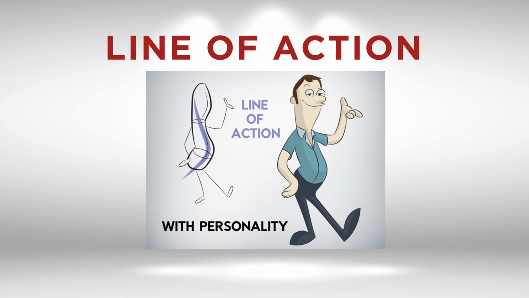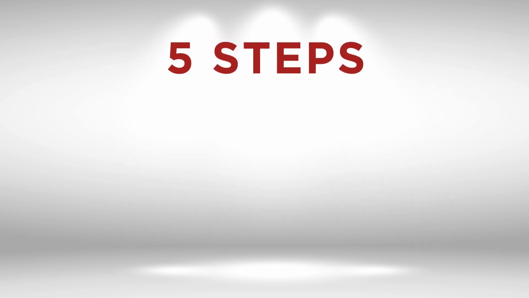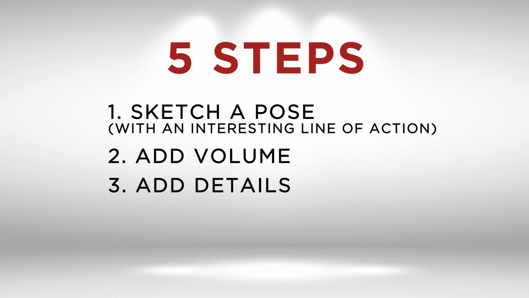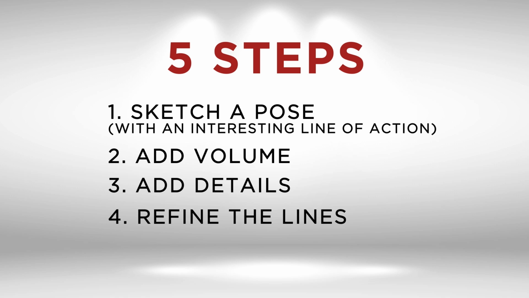Now, having that in mind, let's design a character in 5 steps. Number 1, sketch a pose with an interesting line of action. Step 2, add volume. Then step 3, add details and form the character. Step 4, refine the lines. This step is called inking if you are on paper.